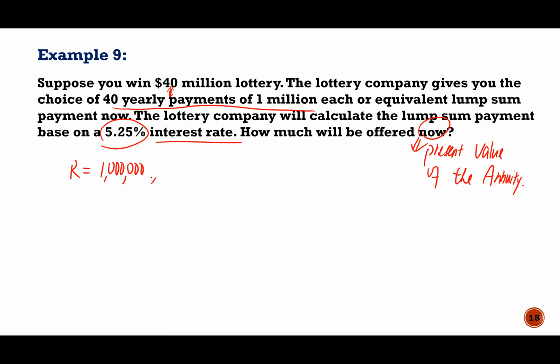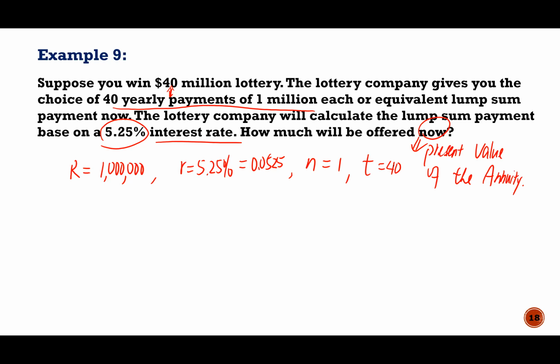We also know the rate. The rate is 5.25%. So you turn the decimal, it is 0.0525. Okay. And then number of compounding periods, N, is, okay, it's yearly payment, so it's once per year, right? So N equals 1. And also we know time T. Time T is 40 years, T equals 40.